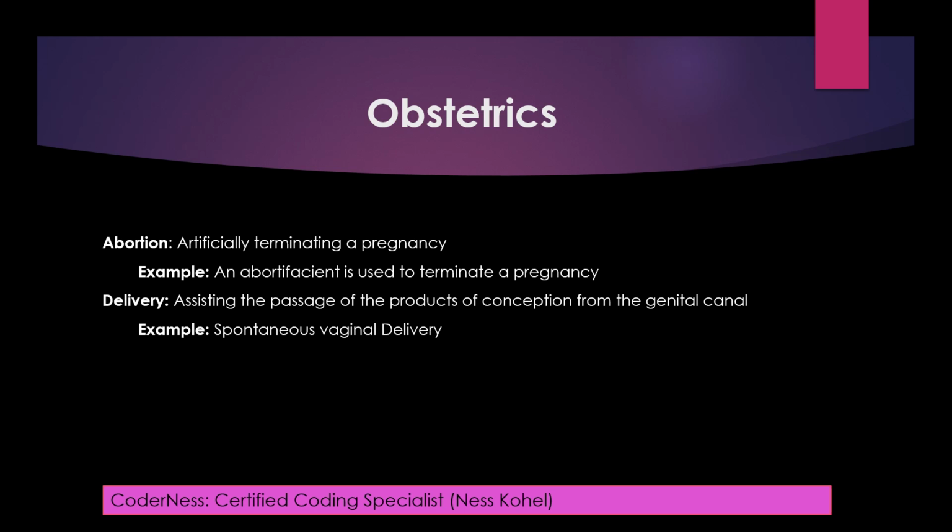In the obstetrics section, there are two root operations, and they are abortion and delivery. Abortion is artificially terminating a pregnancy. An example is an abortifacient is used to terminate a pregnancy. Delivery is assisting with the passage of the products of conception from the genital canal. An example is spontaneous vaginal delivery.